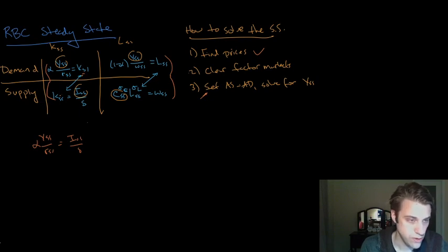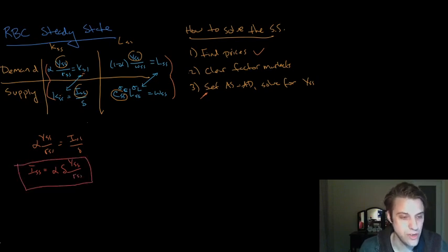So this is quite straightforward. I'm just going to multiply by delta. So we're going to get ISS is equal to alpha delta YSS over RSS, and we're done. So this equation clears capital markets.